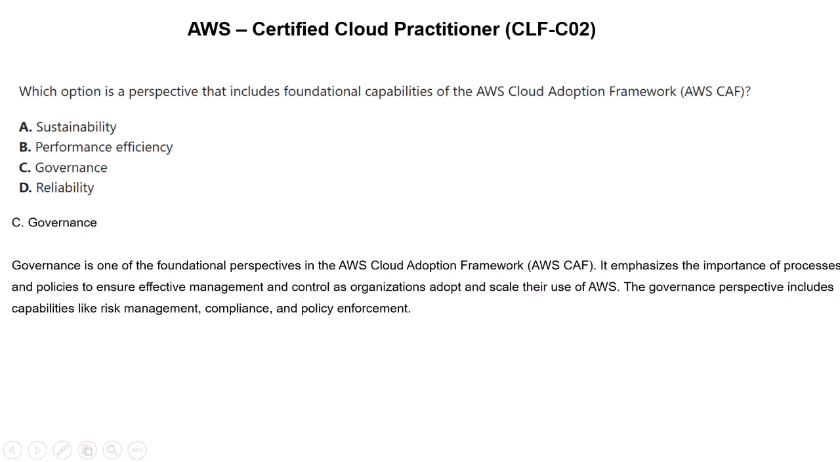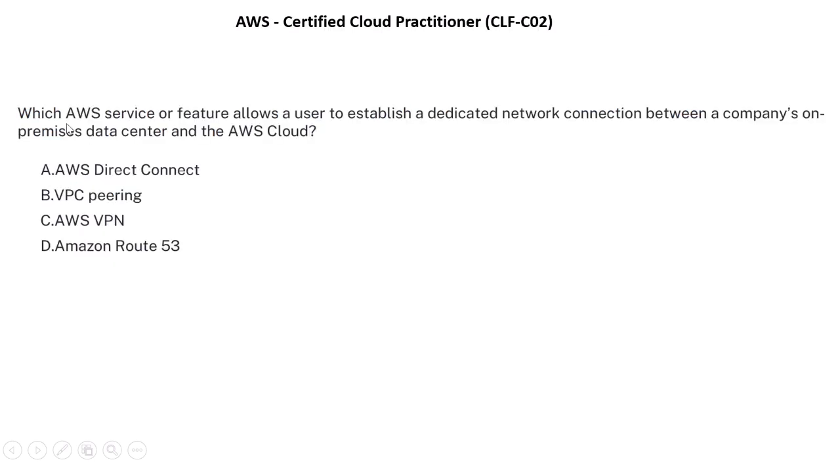Governance is one of the foundational perspectives in the AWS Cloud Adoption Framework. It emphasizes the importance of processes and policies to ensure effective management and control as organizations adopt and scale their use of AWS. The governance perspective includes capabilities like risk management, compliance, and policy.